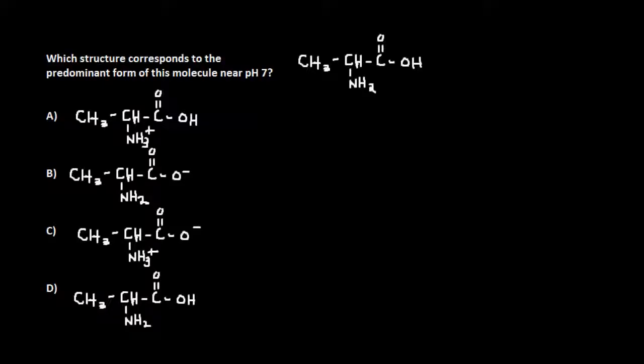Alright, hello, another problem from the ACS study guide. The problem is, which structure corresponds to the predominant form of this molecule near pH 7? So this molecule over here is actually an amino acid. We have a carboxylic acid group right here, and an amine right here. So let's think about this.